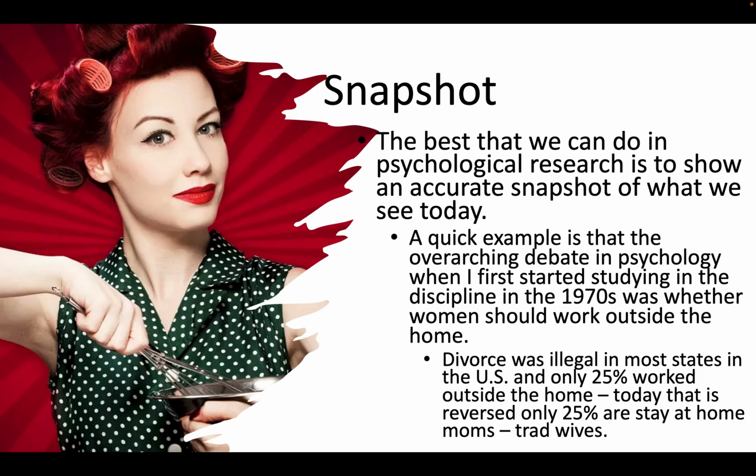I just read that. The best that we can do in psychological research is to show an accurate snapshot of what we see today. A quick example is that the overreaching debate in psychology when I first started studying in the discipline in the 1970s was whether women should work outside the home. Divorce was illegal in most states in the United States in the 1970s, and only about 25% of women worked outside the home. Today, that has been reversed.